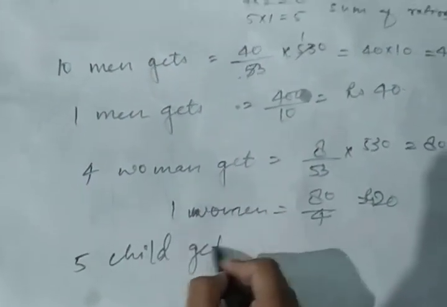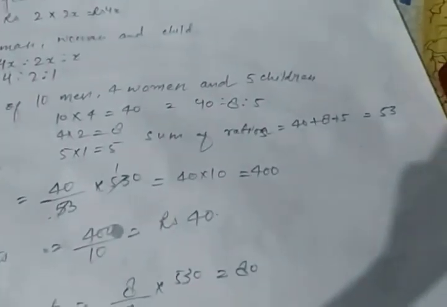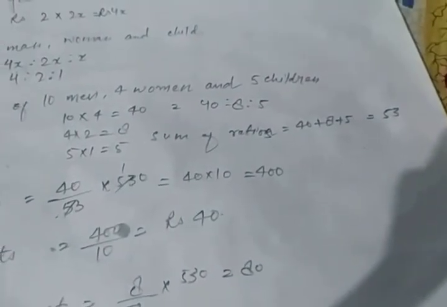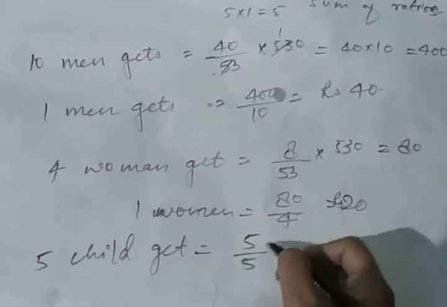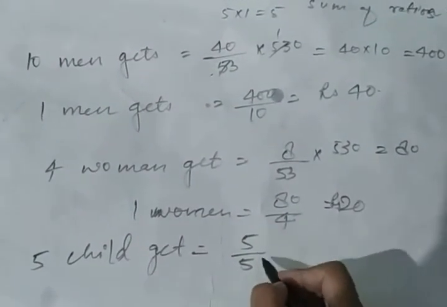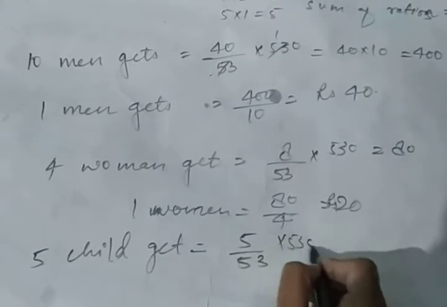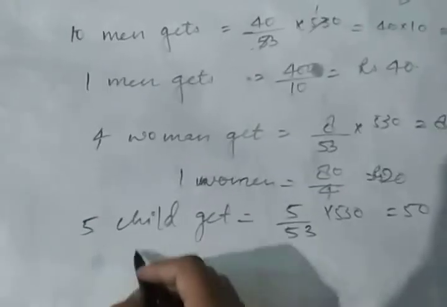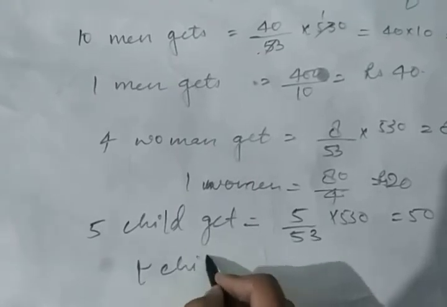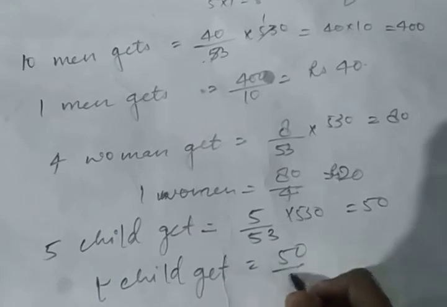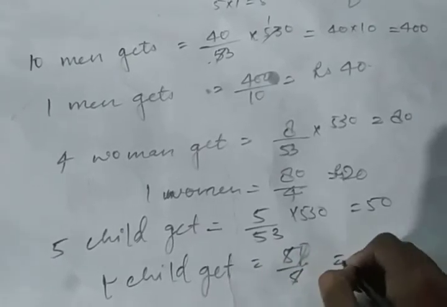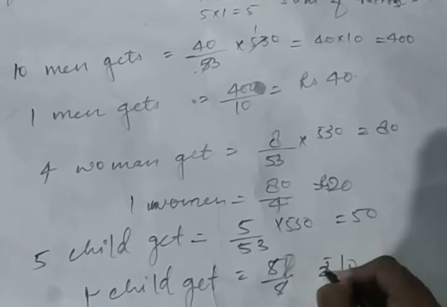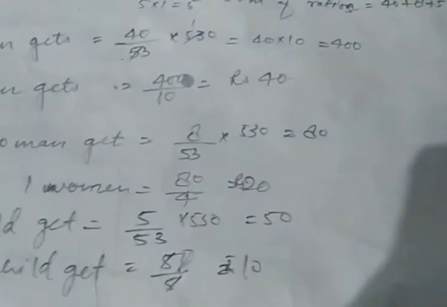Similarly, the 5 children get 5 upon 53 into 530, that is 5 into 10, which is 50. One child gets 50 upon 5, that is 10. One child gets 10 rupees.